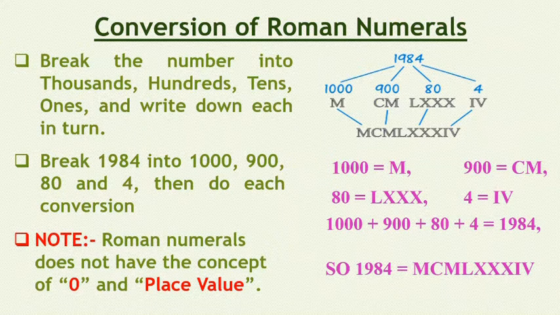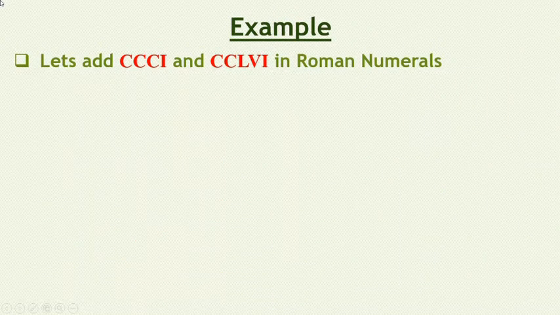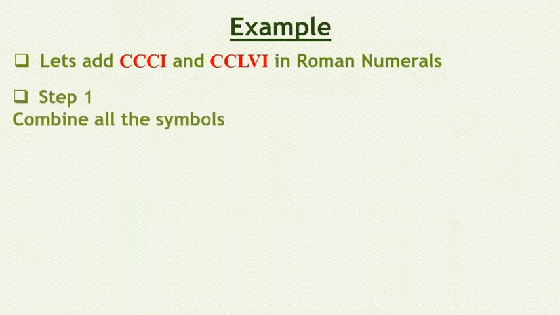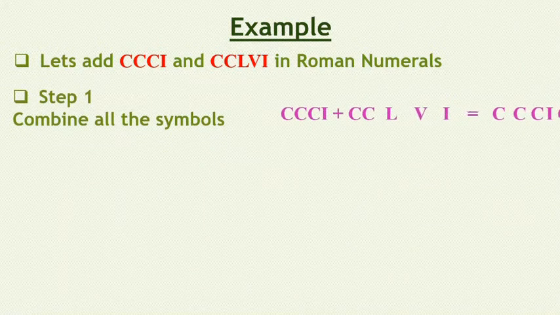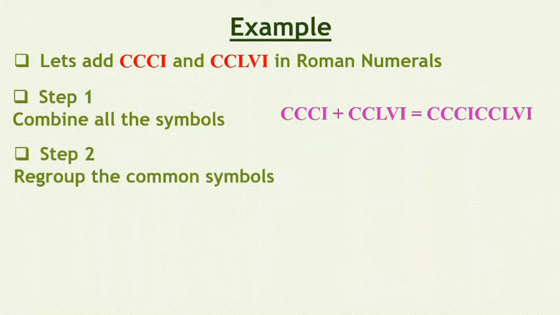We have to note that Roman numerals do not have the concept of zero and place value. Example: let's add CCCI and CCLVI. Step 1. We have to combine all the symbols. CCCI plus CCLVI equals CCCICCLVI.